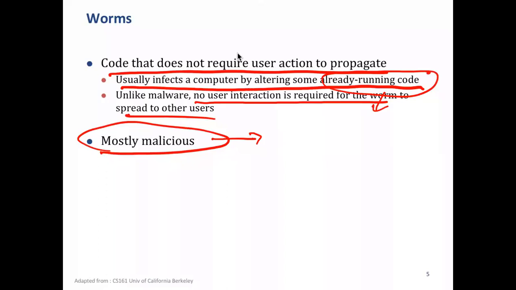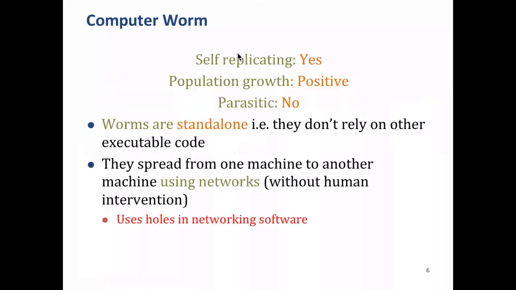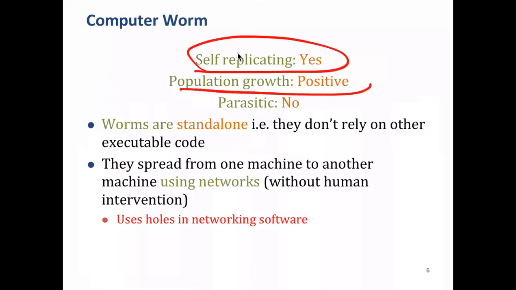So the point of telling this is that worms do exist and may not be malicious. Okay, all right. So the characteristic is self-replicating, yes. Population growth, yes. Parasitic, no. It does not require any other medium, right? They are standalone.